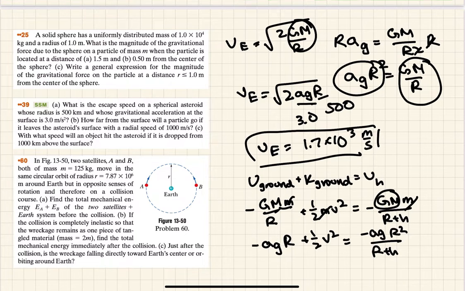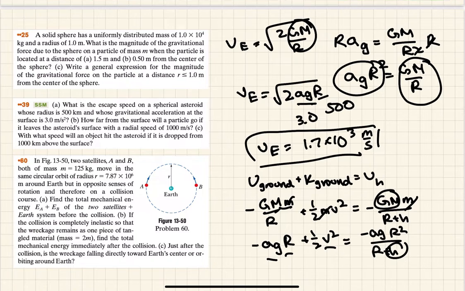A lot of algebra here. I'm going to skip most of the algebra. You want to solve for height here. You know all of this. You know ag is 3. You know r is 500. You know v is 1,000. And you know all of these. So you just have to rearrange to solve for h.